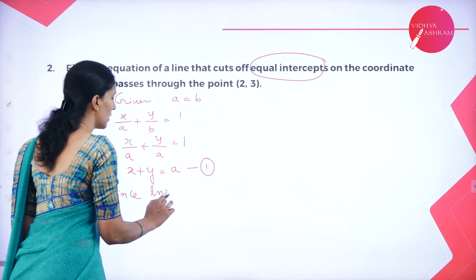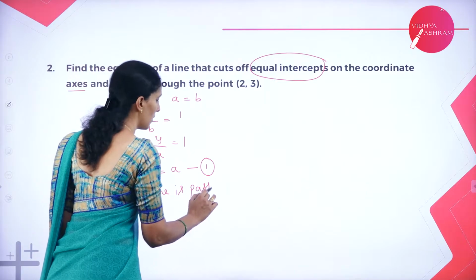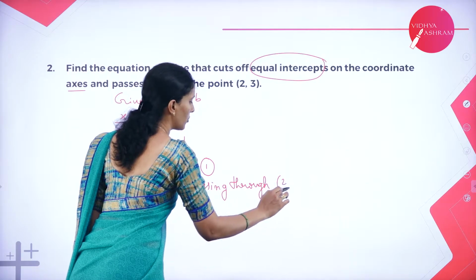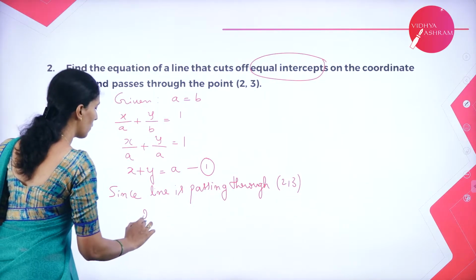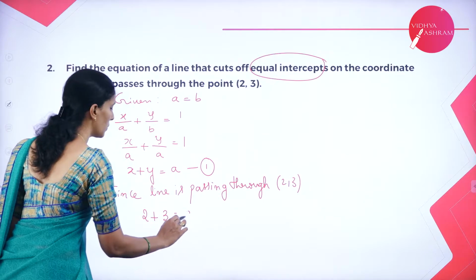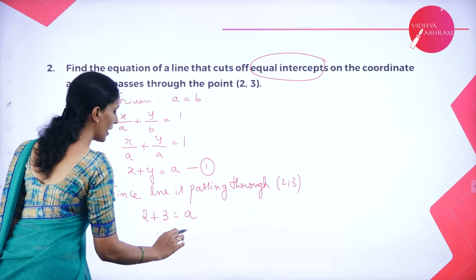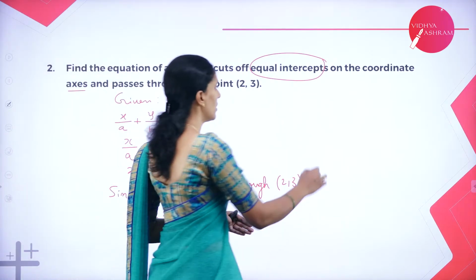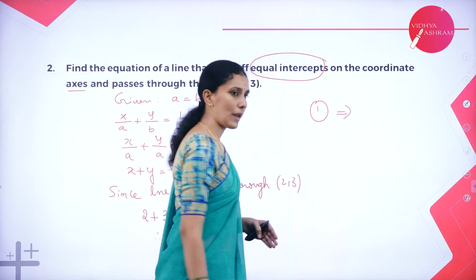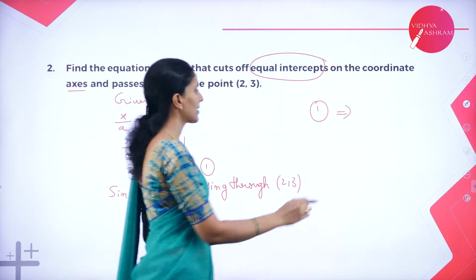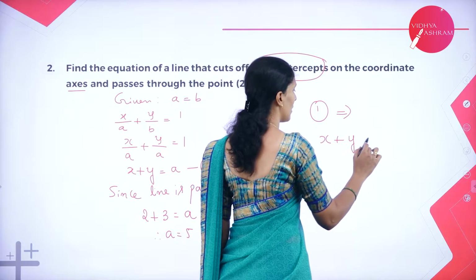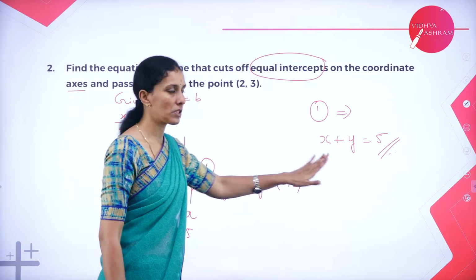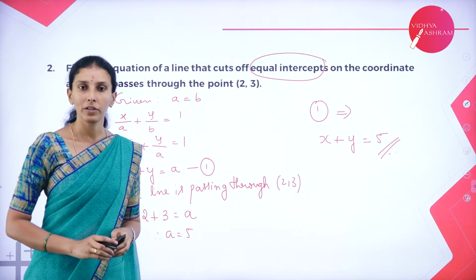Since the line is passing through 2, 3, I can take x is equal to 2 and y is equal to 3, which is equal to a. Therefore, the value of a is equal to 5. Now substitute the value of a in equation 1. Therefore, equation 1 implies the equation of the line is x plus y is equal to 5. So this is the equation of the line having equal intercepts and passing through the point 2, 3.